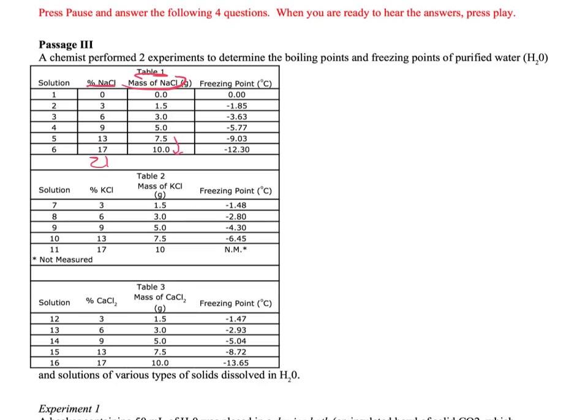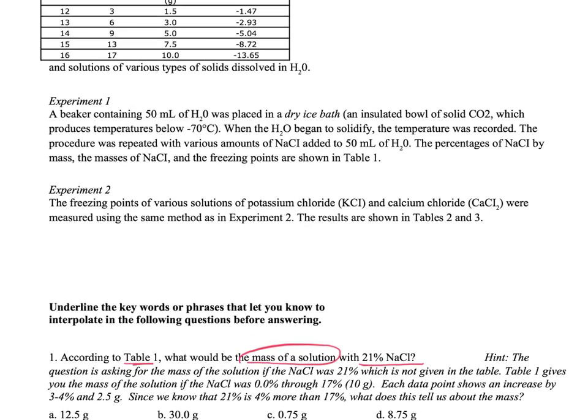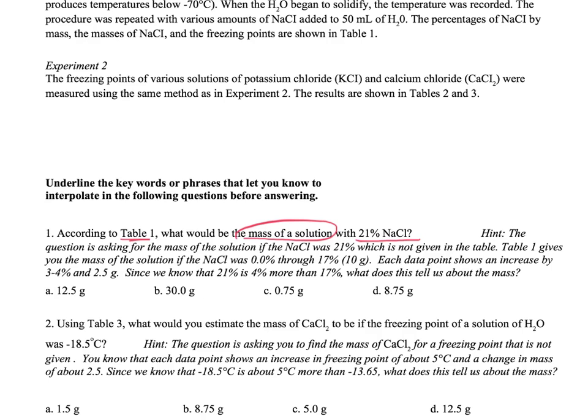And in the mass side, it's going up by 2.5 each time. So 10 plus 2.5 is 12.5. So I would get the answer as A.